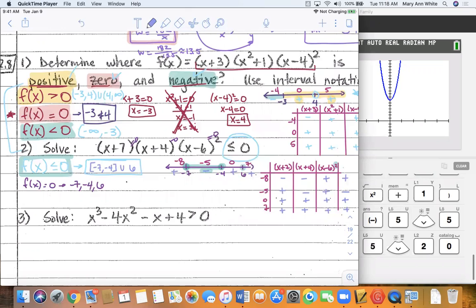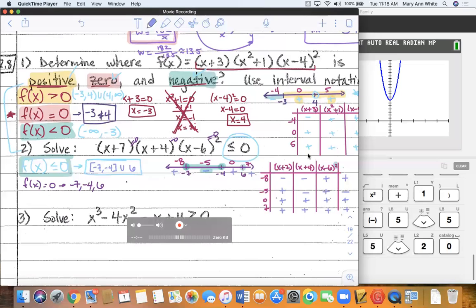Let's graph this and look at what my graph is telling me, because I think sometimes looking at what the graph says helps you understand why this matters. Basically, this number line is just a very simplified version of what the graph looks like. So I'm pulling my calculator up, and I'm graphing this equation right here.